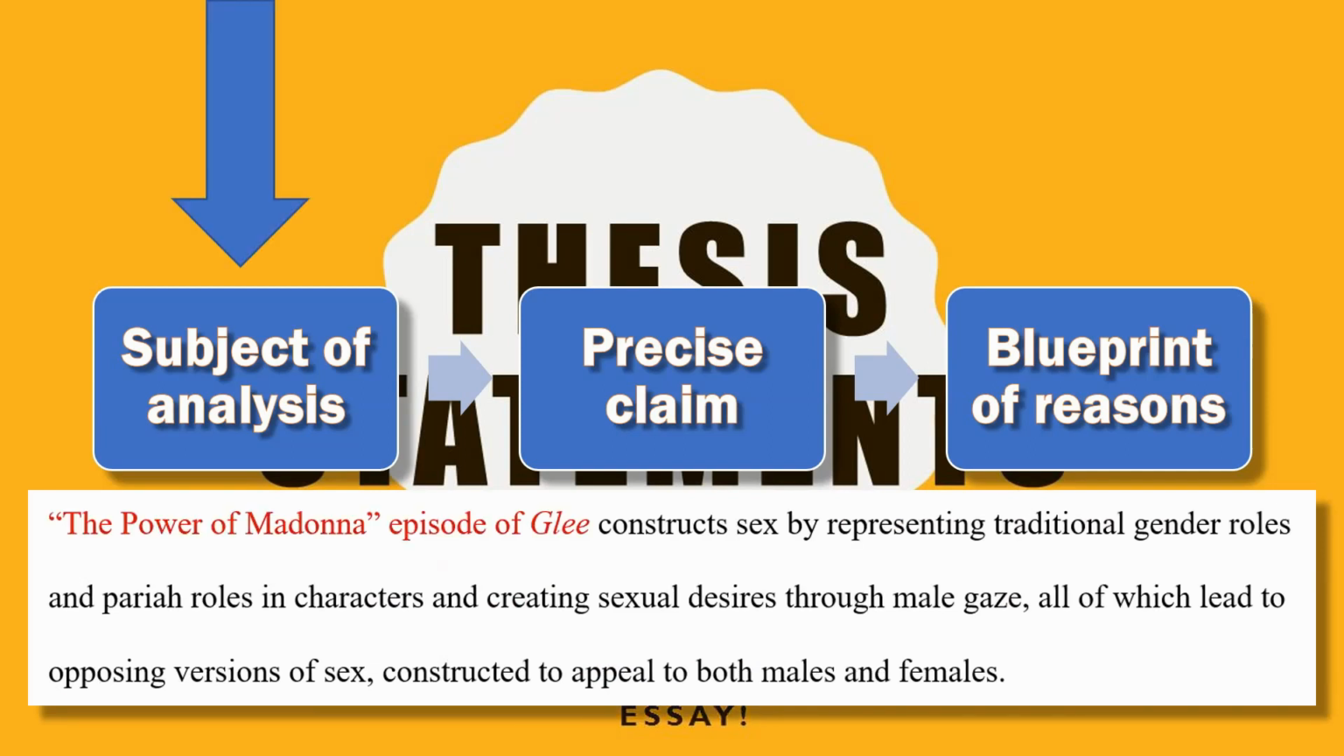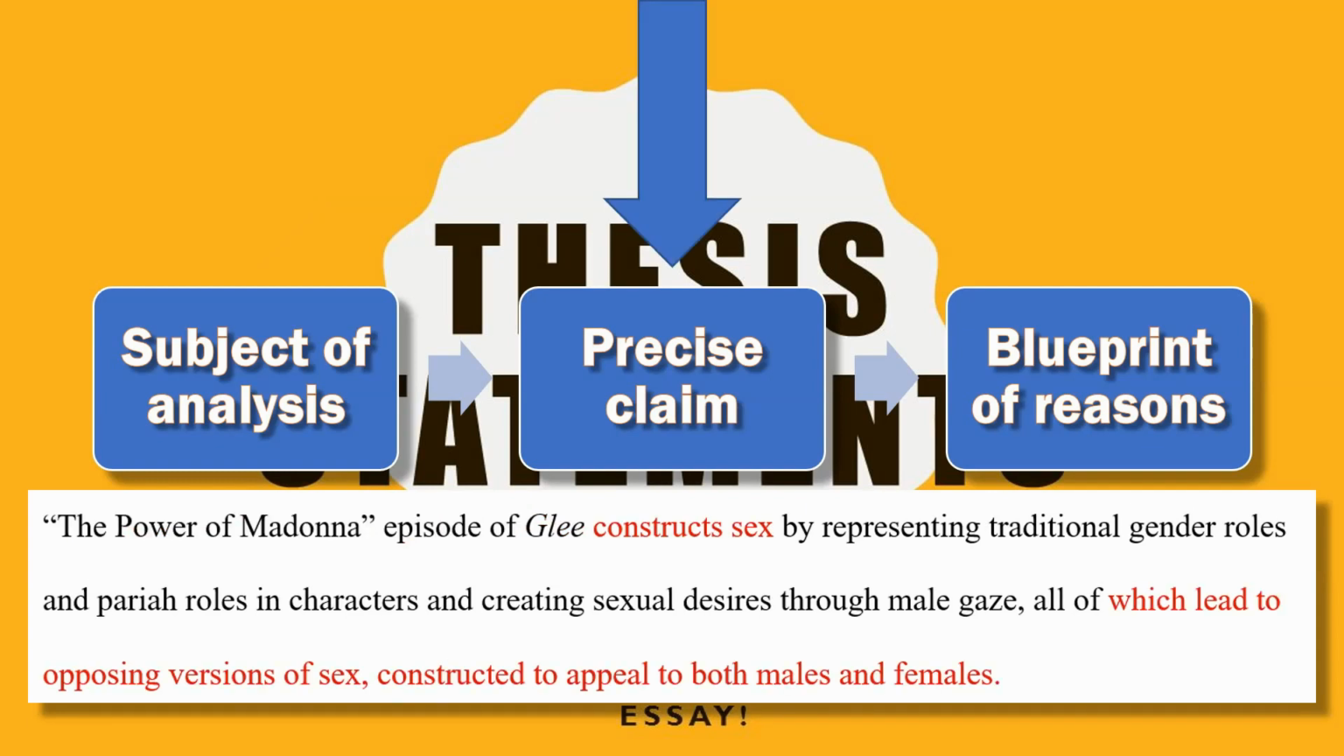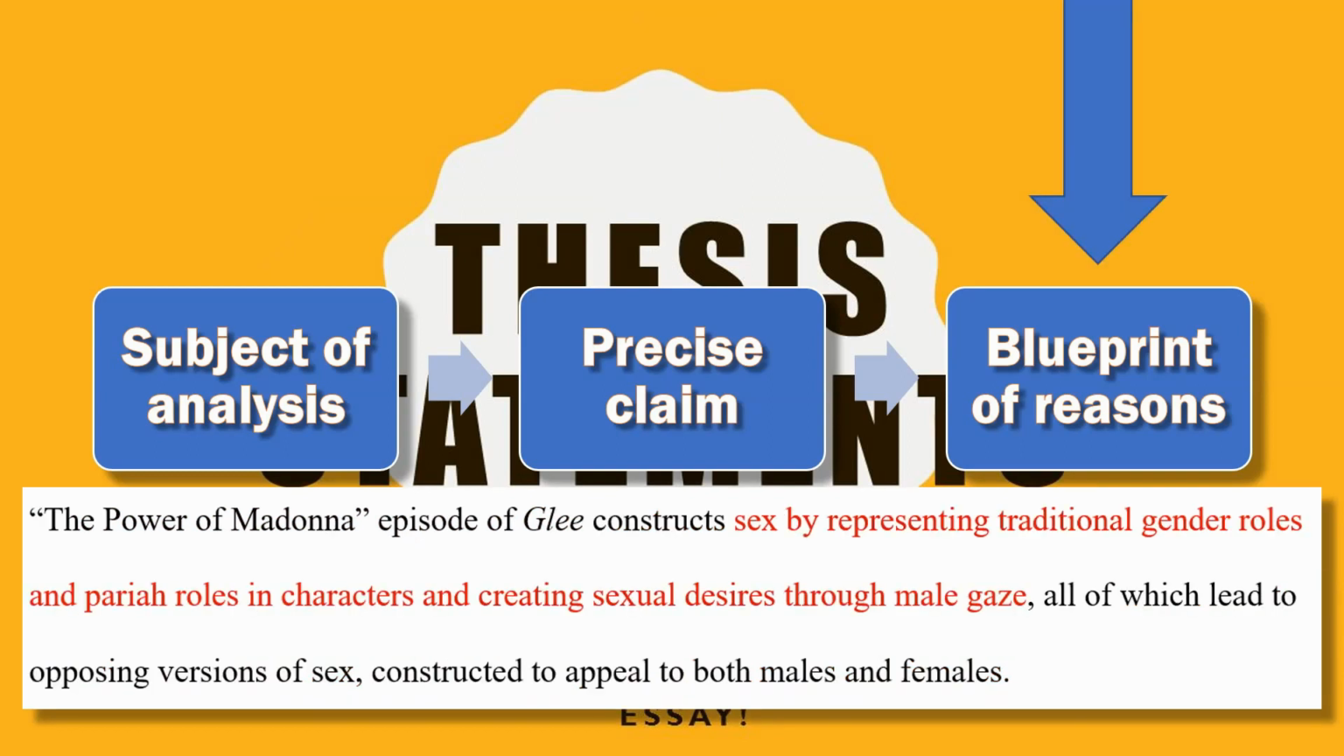Well, there's a specific one. They're not doing just Glee for their paper, they're analyzing a specific episode of Glee. This gives the reader something specific to think about. It allows the writer to have specific examples they can illustrate. The precise claim: that it constructs sex which leads to opposing versions of sex constructed to appeal to both males and females. Do they spell out how exactly it does that? Well, that's the job of the blueprint of reasons. It does all of these very well.